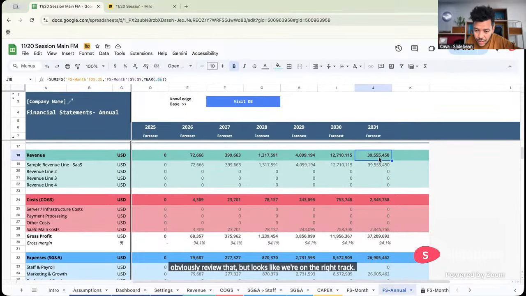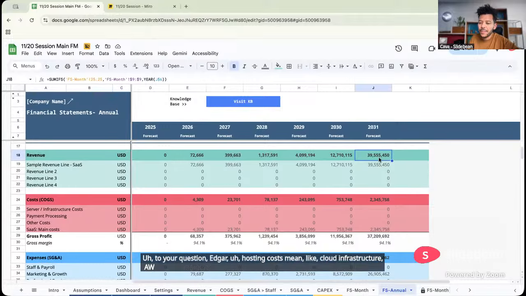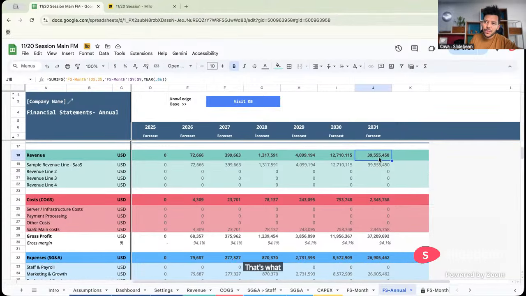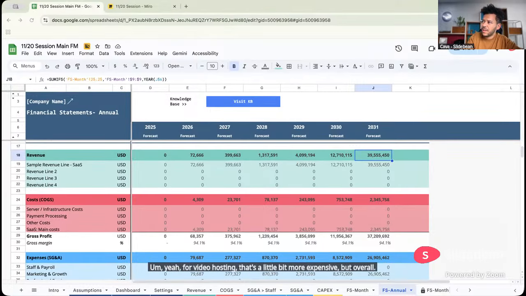To your question, Edgar, hosting costs mean cloud infrastructure, AWS. Exactly. Yeah, that's what I normally assume. And those are usually pretty small, even if you're using LLMs or you're paying API fees for ChatGPT. Those are usually a few dollars per user in my experience. Yeah, for video hosting, that's a little bit more expensive, but overall, you should be good with that assumption. Okay.